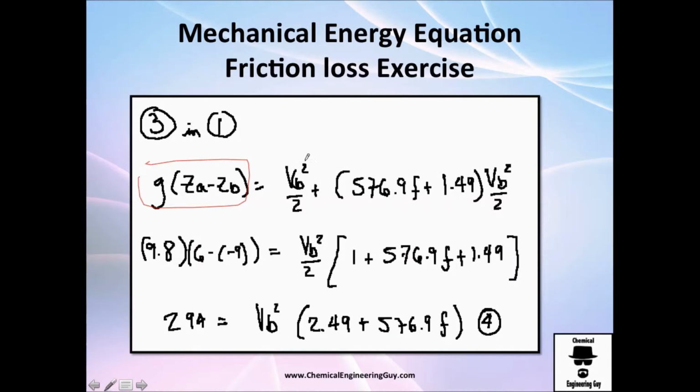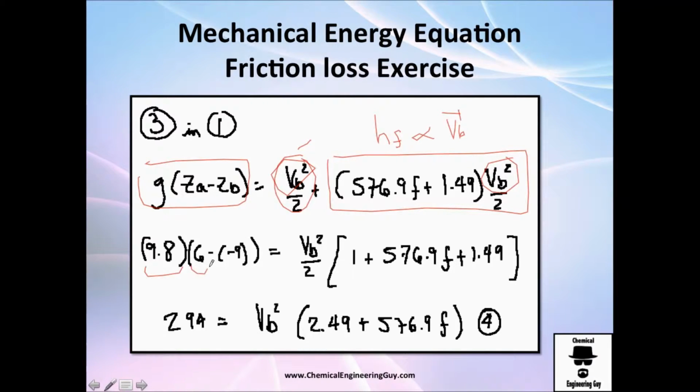We have this velocity head, and this right here is the energy loss due to friction as a function of velocity of B, which we don't have. But thank God this equation has only one variable, which is the velocity of B. So we have the gravity, we have 6 minus negative 9, so actually we have a delta of 15 meters.